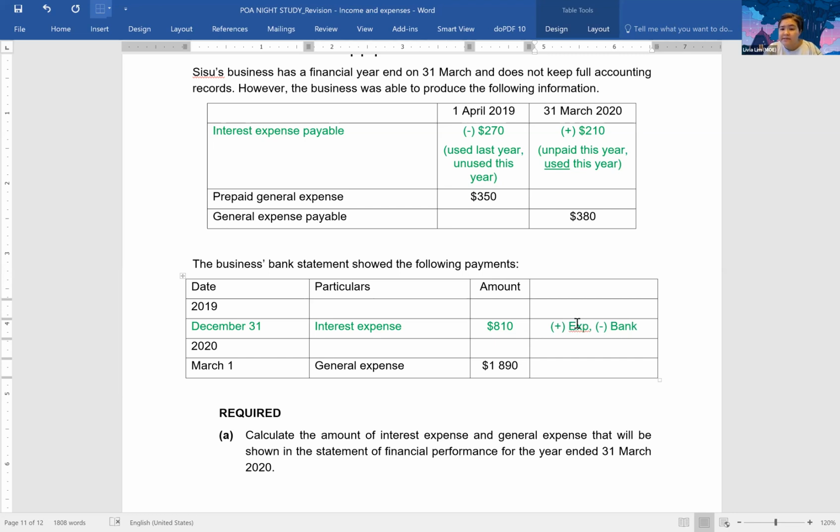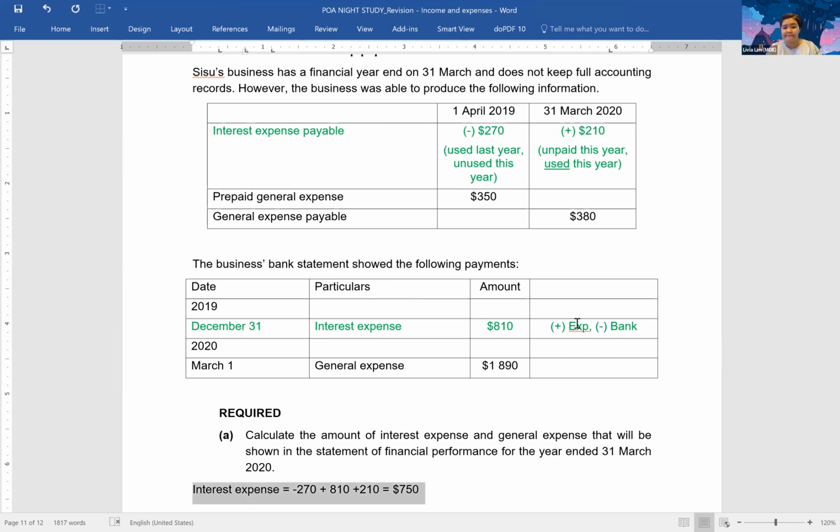So what does it mean? How do I calculate my interest expense? If I put it all together, I minus 270 plus 810 plus 210. It will give me $750. So some people did get that correct.